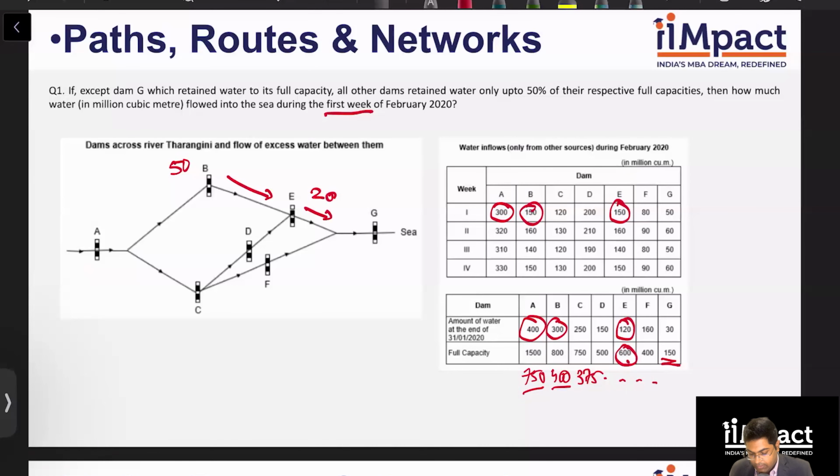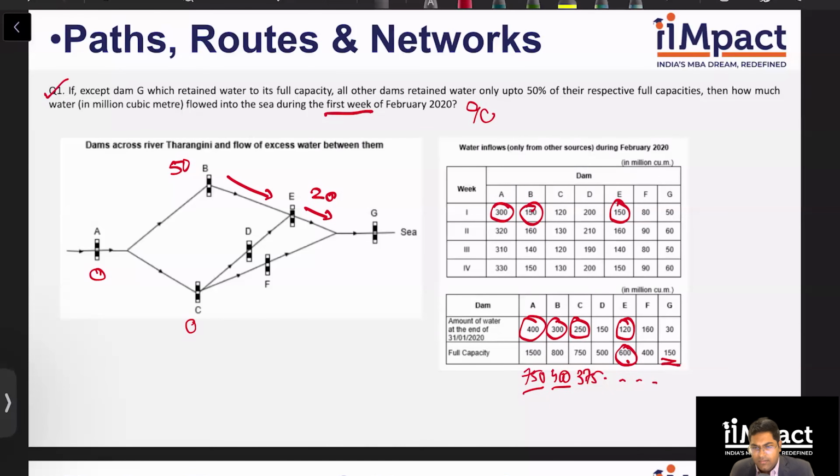How about C? C went down to 375, 250 was already there, and 120 came in additionally. So again, there was nothing from C, nothing from A. And that's it. I just keep repeating this and I will get my answer. Yes, I think the final answer will come out to be 90 if I'm not wrong.